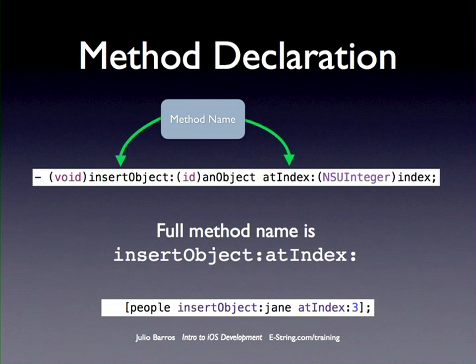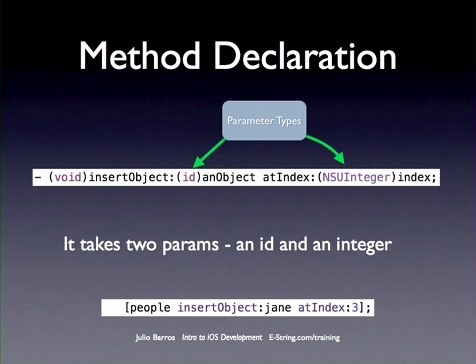Next is the method name. The tricky part here is that the full method name is split up and interleaved with some other information. The full name of this method is insertObject:atIndex:. If we had more parameters, the full name of the method would be part1:part2:part3:, and so on. The parameter types follow the colons, in parentheses.